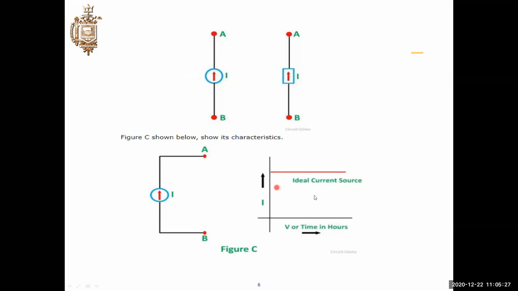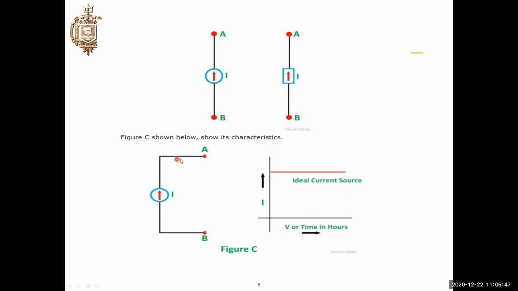And here, this is the characteristic of the current source. Ideally, this concept belongs only to ideal conditions. The ideal current source has no resistance. There is no resistance part in the ideal current source, between A and B. So what is the current present here on this source?